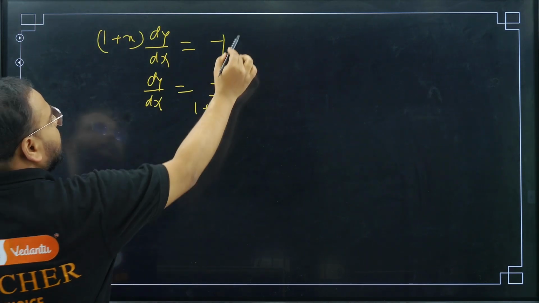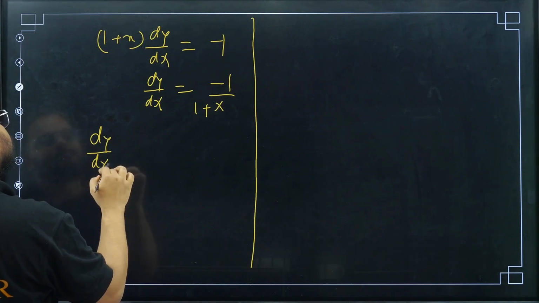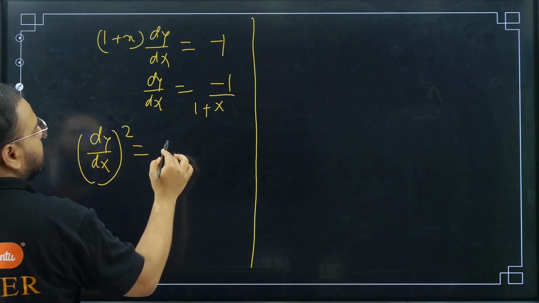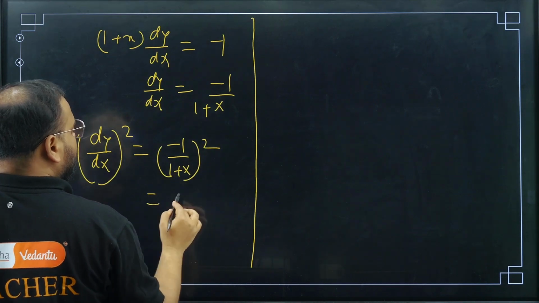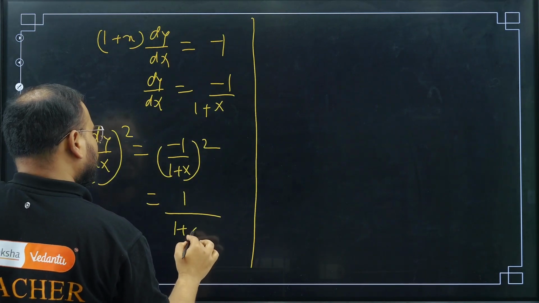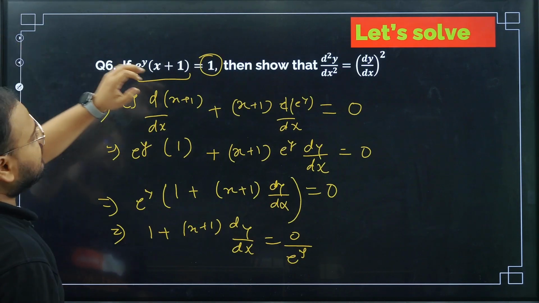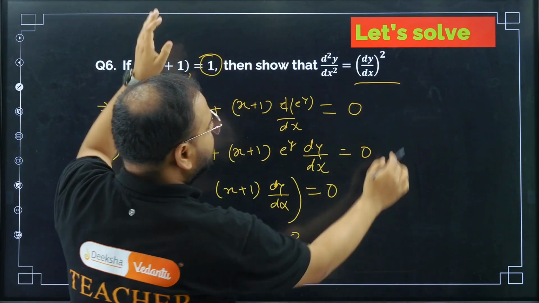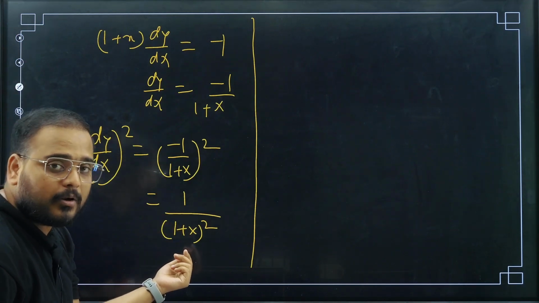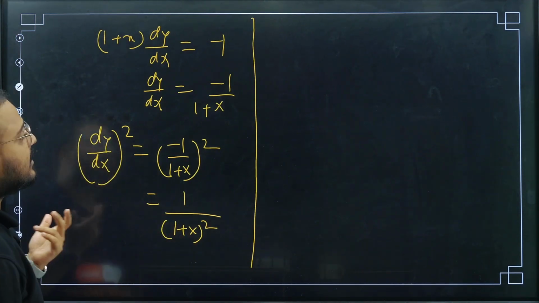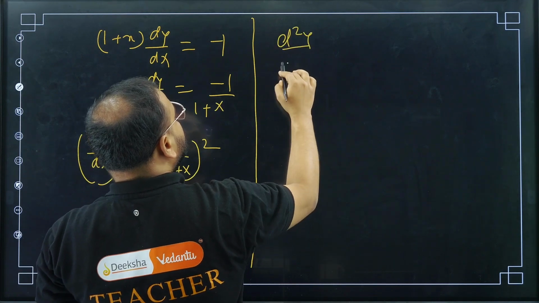Let me do the square part first. The square of this will be minus 1 plus x the whole square, which turns out to be 1 upon 1 plus x the whole square. Please check. I did dy by dx square first, and I got it as 1 upon 1 plus x the whole square. Now what is the next step? They are asking us to find d square y upon dx square.